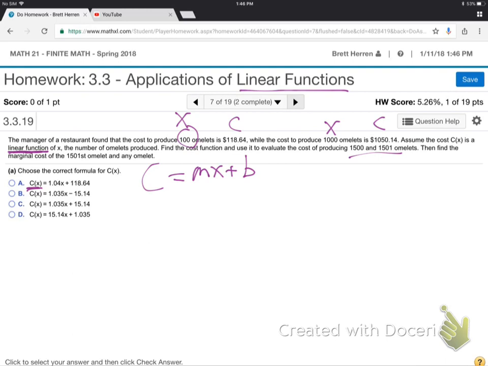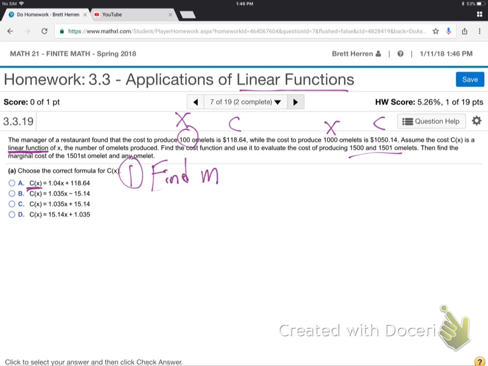So they're giving me two pieces of information like that. How do you go about finding the equation when they do that? Well, there's actually lots of different ways to do it. It doesn't really matter how you do it. I'll show one method that's probably one of the easiest. First, find m, the slope.